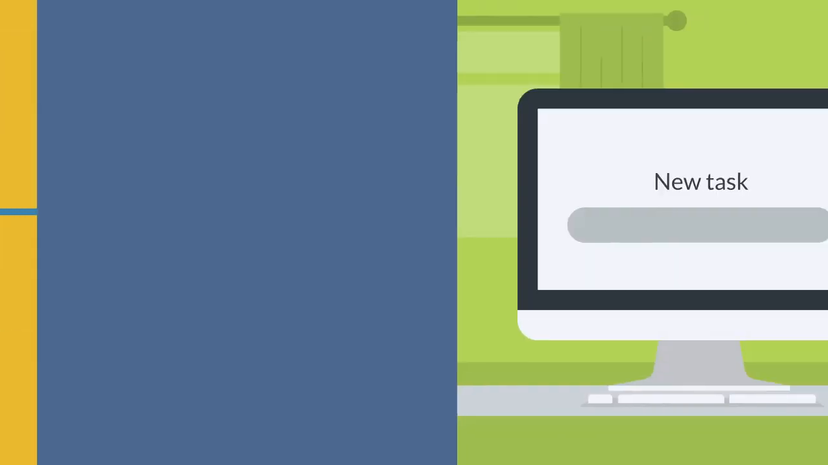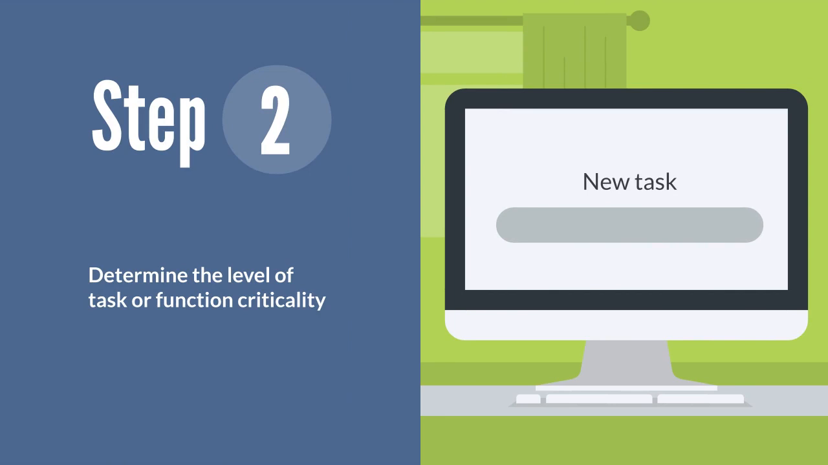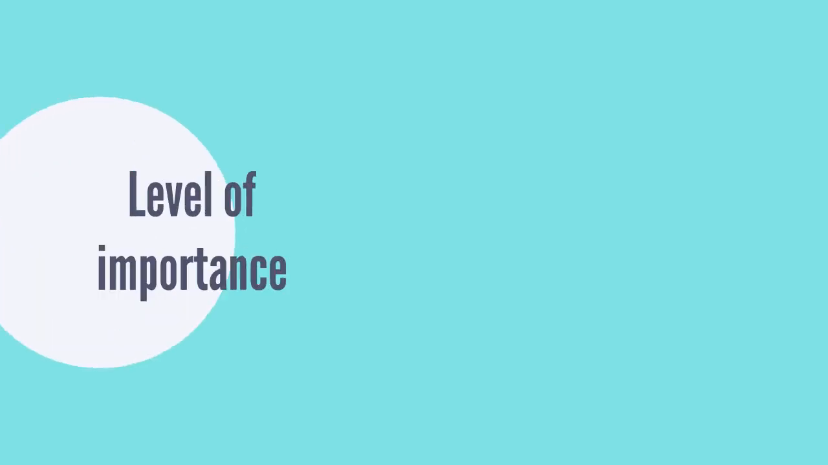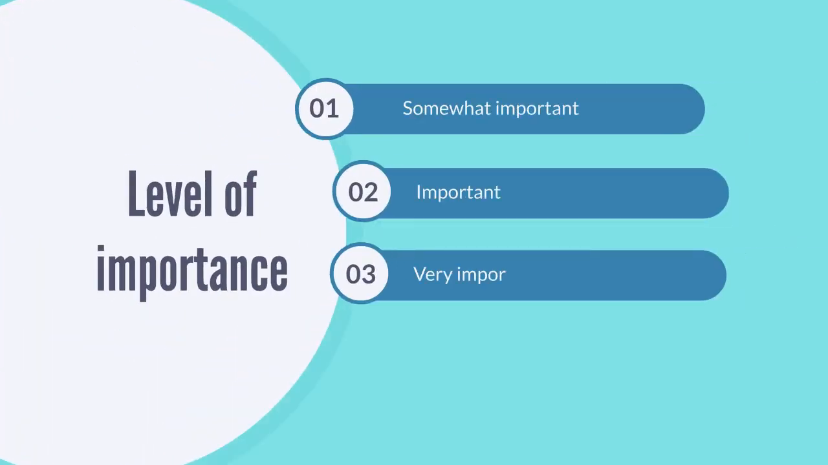job. The second is to determine the level of task or function criticality. How important, critical, is each job requirement to successful performance in the job? Is the task somewhat important, or very important, critical, for successful performance in the job?